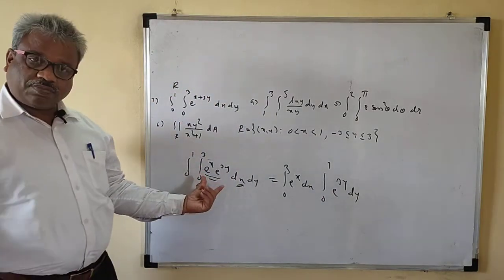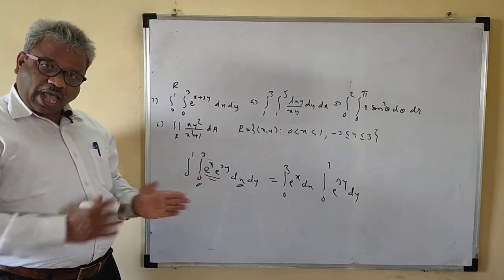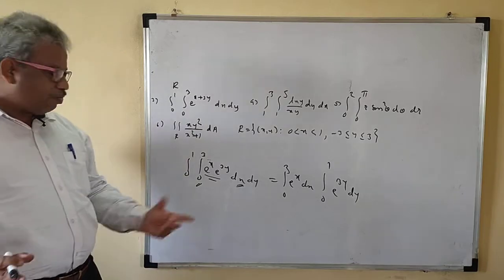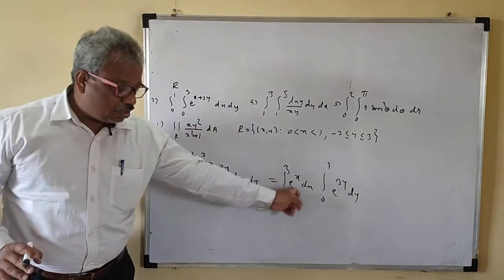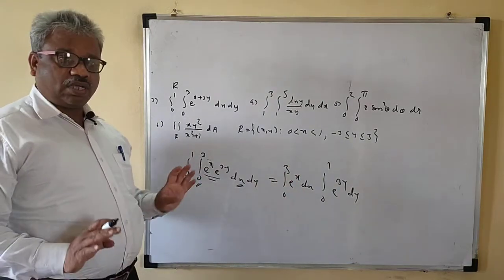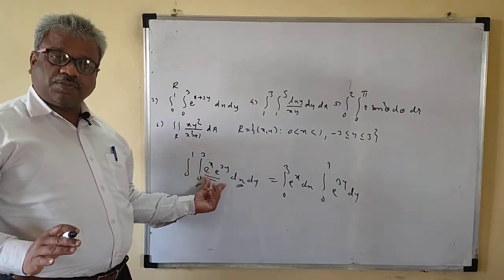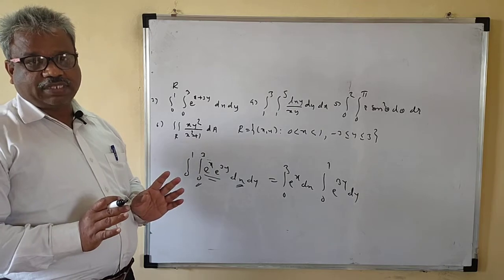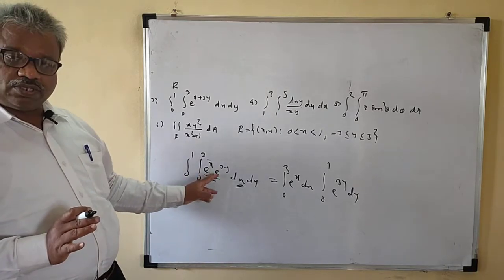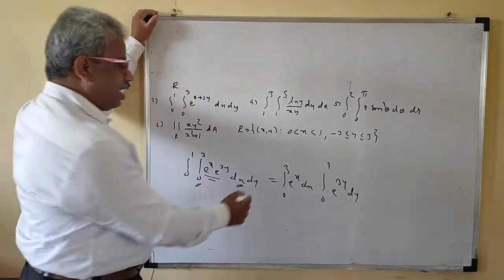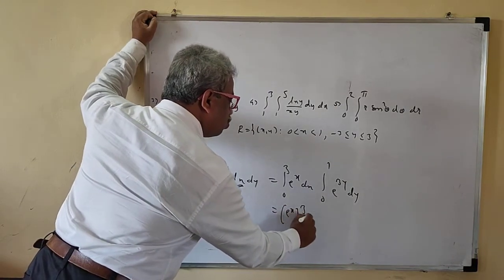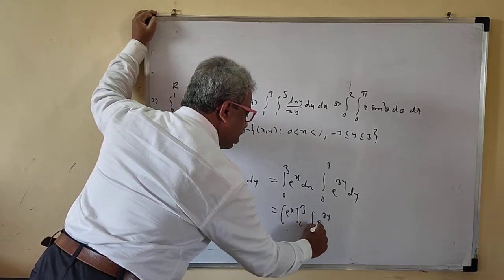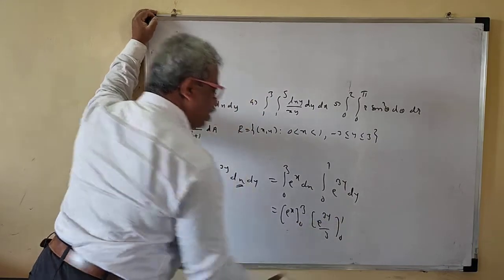Because this is a product of a function of x and a function of y, I can separate the function of x and the function of y, and these limits are constant. So when the limits are constant and this is the product of a separate function of x and a separate function of y, I can separate the integral like this. This is e raised to x from 0 to 3, and this is e raised to 3y upon 3 from 0 to 1.